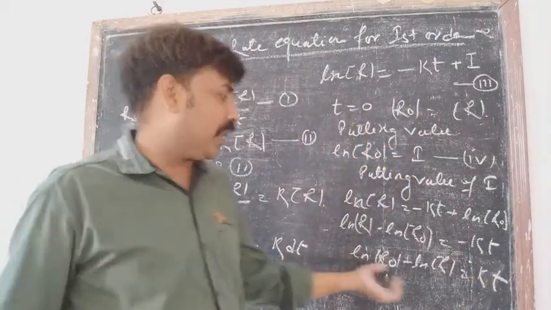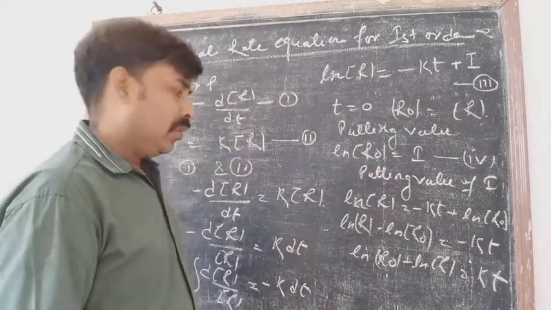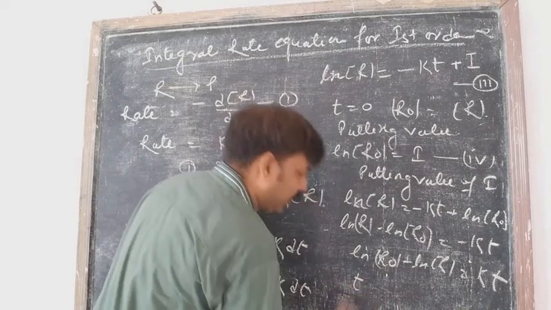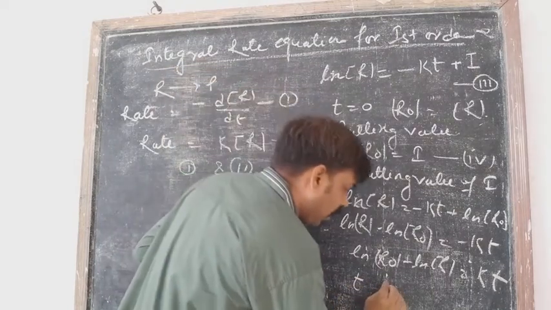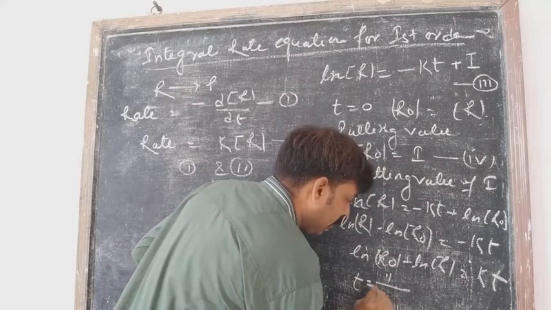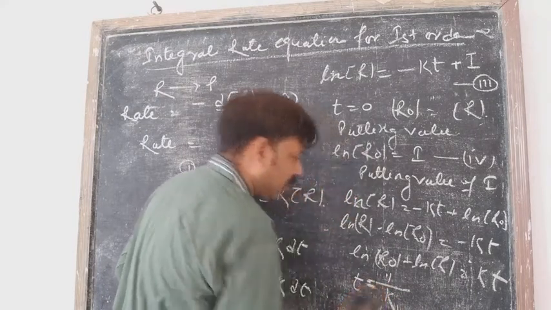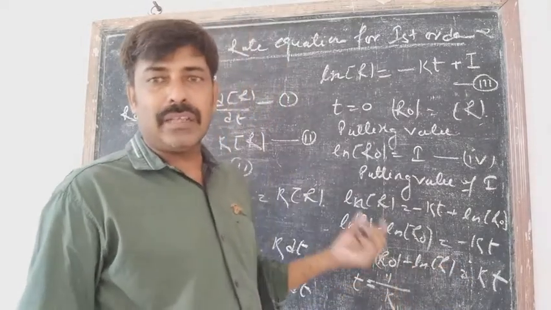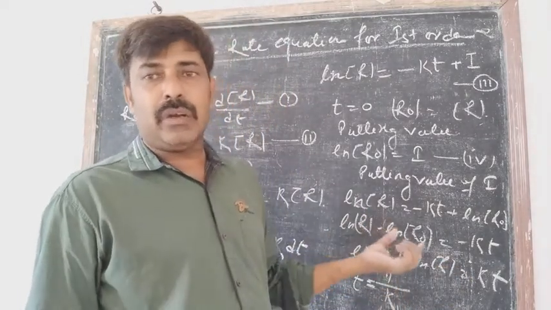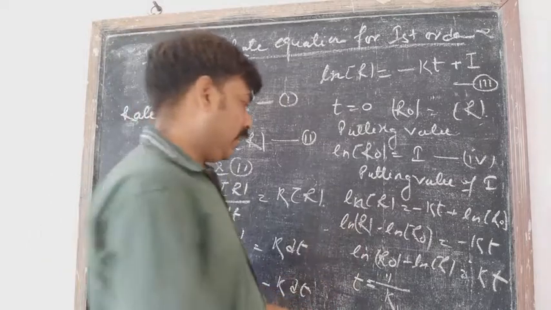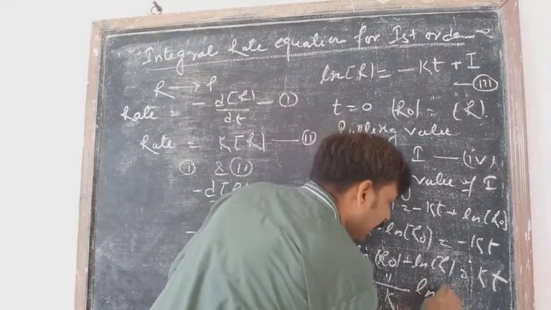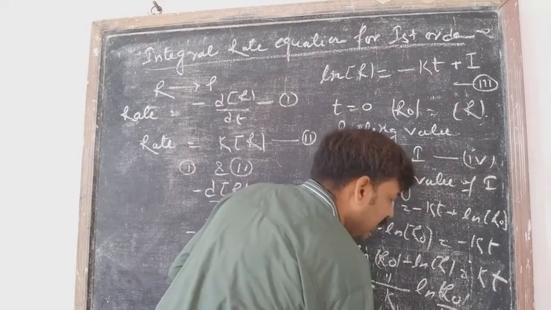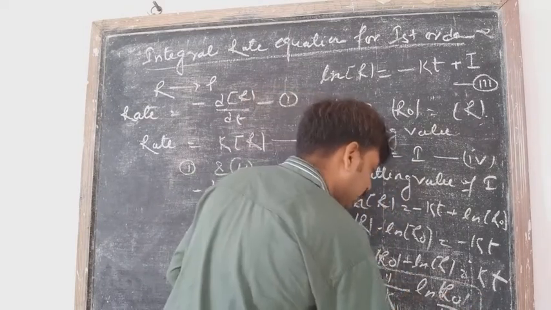We have just multiplied with the negative sign. Now you can write that T equal to 1 upon K, ln R naught minus ln R, and we know well that log A minus log B equal to log A by B. In that term we can write ln concentration R naught by concentration R, and this is the integral rate equation for the first order.